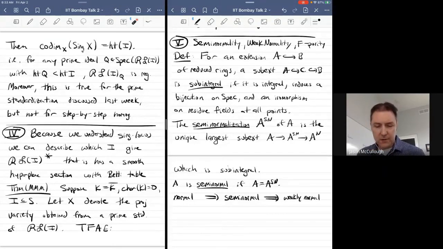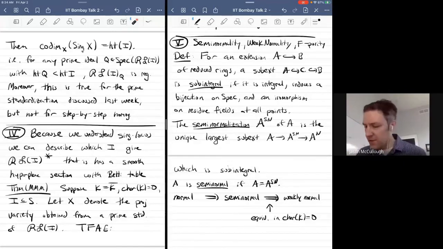In general, these two implications are not reversible, but this one is an equivalence in characteristic 0. Right? Because this is the thing that referred to purely inseparable extensions, so that's not a problem in characteristic 0. So semi-normalization is sort of a nice, maybe I'm not asking for the ring to be completely normal.